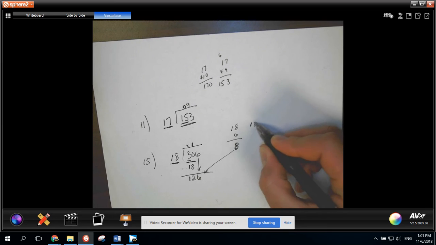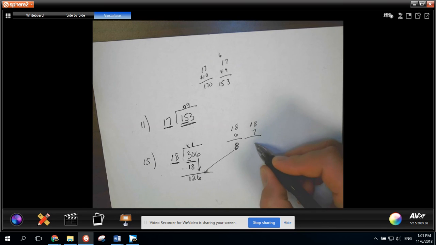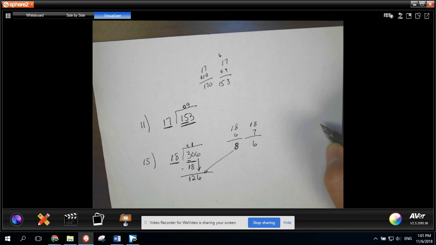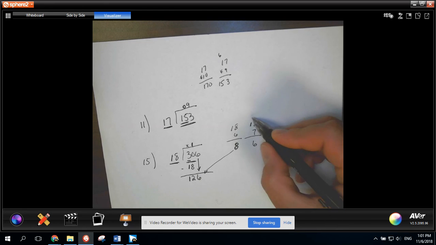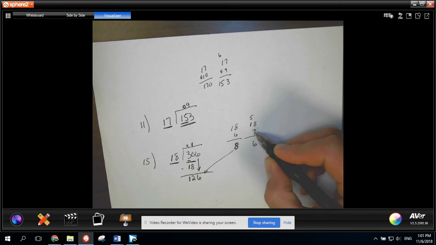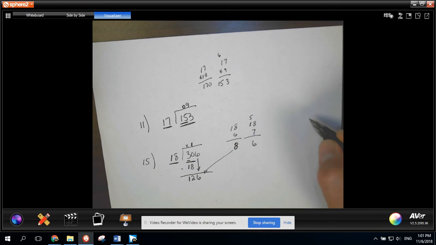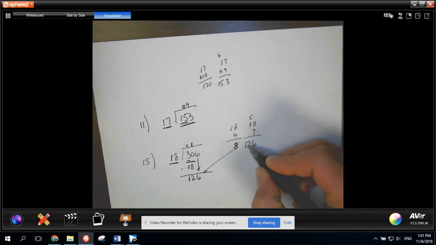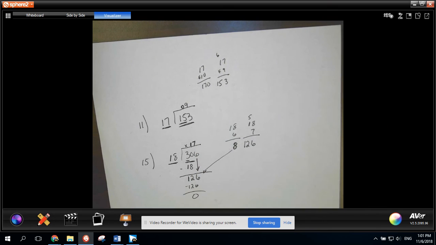Let's try 18 times 7. I do know that an 8 times 7 is going to end in a 6, which is kind of a good sign. 8 times 7 is 56. Carry our 5. 7 times 1 is 7, plus 5 gets me 12. So yeah, it's going to be 17 with nothing left over.